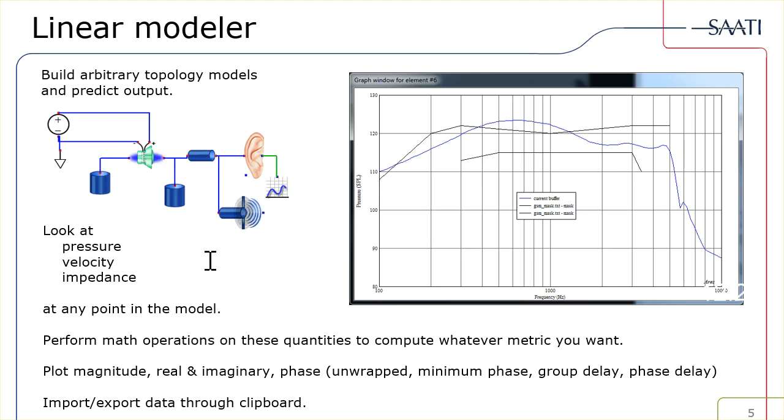your design. The linear modeler also lets you do mathematical operations on all these quantities so that you can compute whatever metric you want. You can do plots of magnitude, real and imaginary quantities, and a variety of phase plots are available. And you can import and export data through the clipboard quite easily. So this is meant to be a design tool that is easy to use and doesn't present a great burden to you in getting your work done.